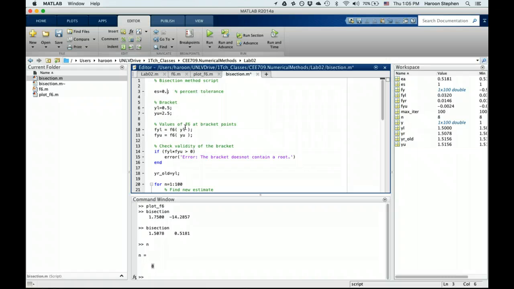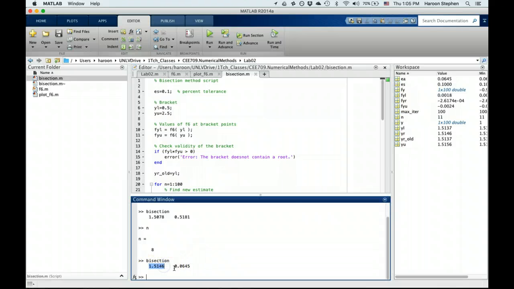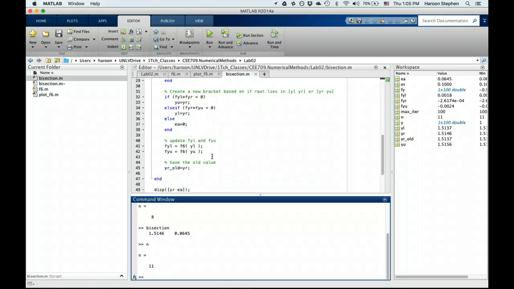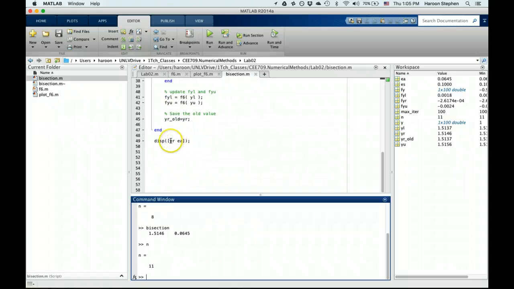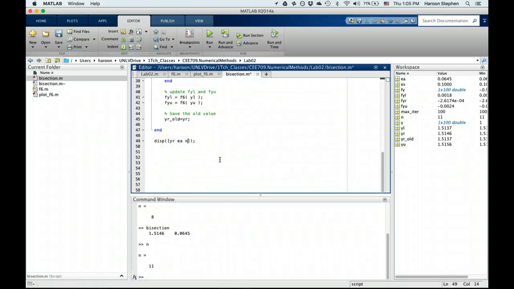So let's say your tolerance was 0.1 and you reran it, and you can see now the accuracy has further increased, and in this case let's check n. It took 11 iterations to run. And why don't we improve our code and put n right here so we know how many iterations it took to run. And now if you run it, you will see the answer, the error, and the number of iterations it took to run this code. But that concludes this tutorial.